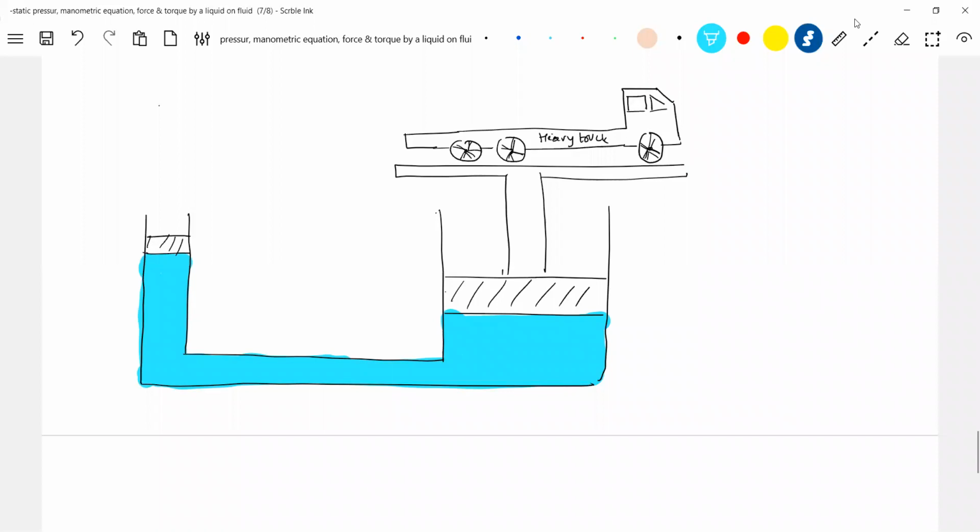I have to make a lever. Let me construct that lever part. Since we know a little bit of rotational mechanics, I'm taking help of that.